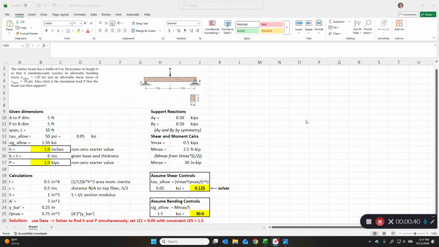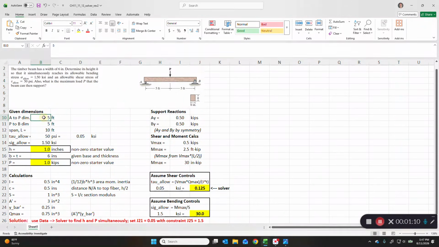The first problem is a prismatic beam of dimensions 6 inches by h. H is unknown, so we're going to be solving for h. But we're also going to be solving for P, the maximum load that the beam can support once its h depth is designed according to specifications. And specifications are allowable bending stress, sigma allowable is 1.5 psi, and shear stress allowable is 50 psi.